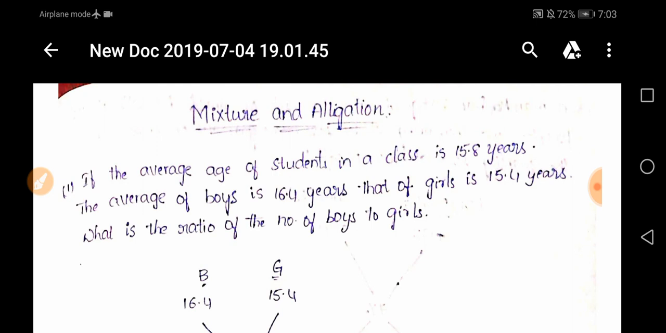Here we are with new aptitude questions, that is mixture and allegations.